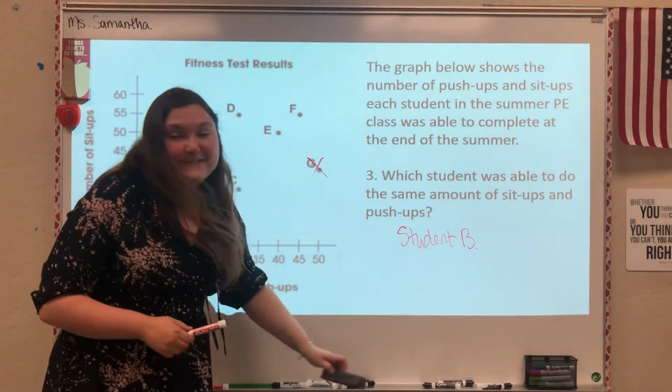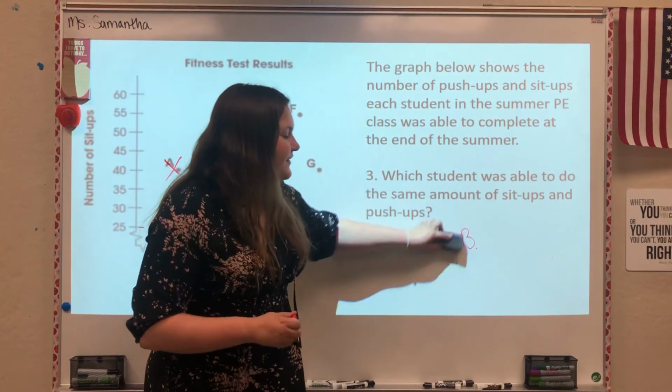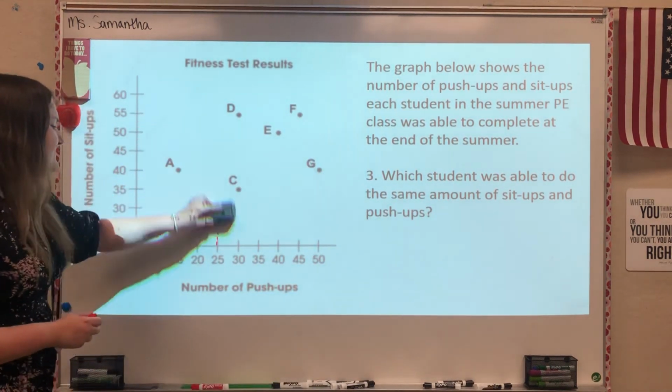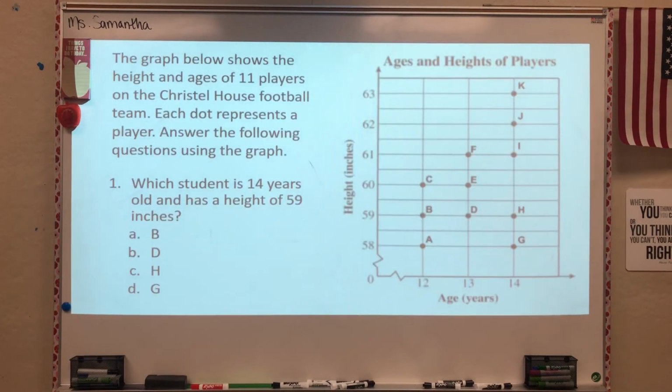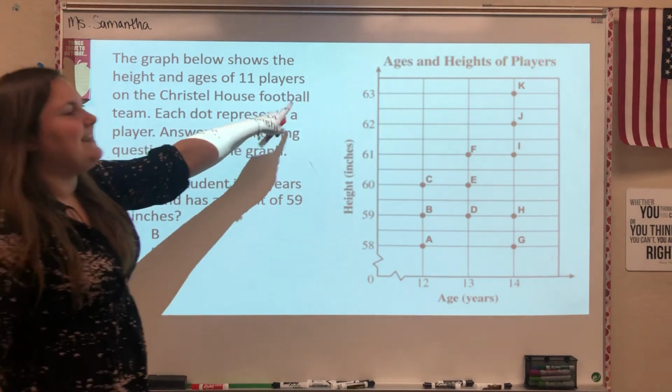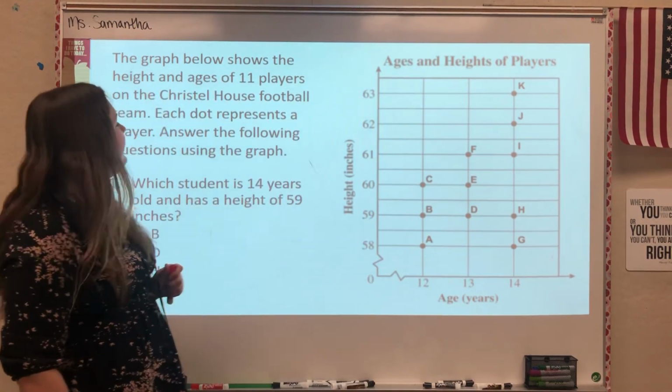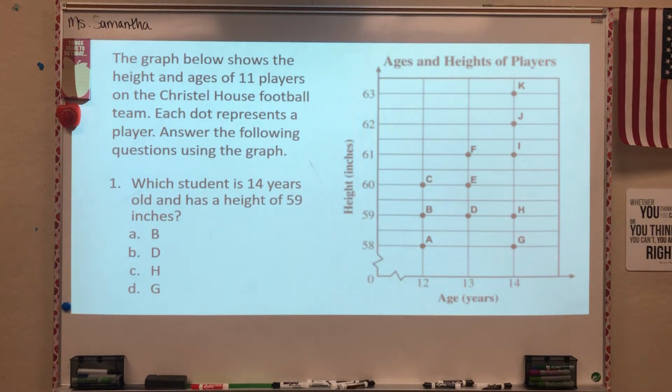All right, this is my last example. The last thing for you is this practice one. We've got the graph over here. The title is Ages and Heights of Players. On this side, it says the graph below, or again to the right, shows the height and ages of 11 players on the Crystal House football team. Each dot represents a player. Answer the following questions using the graph.